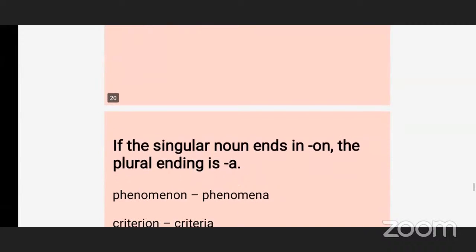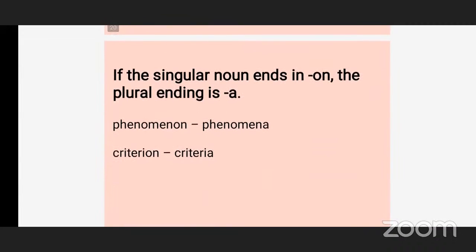The next rule is, if the singular noun ends with ON, the plural ends in A. Phenomenon. ON will be removed and A will be added. Next is criterion. ON at the last is removed and A is added at the last. Phenomenon, criterion. Do you remember any other words which end with ON?